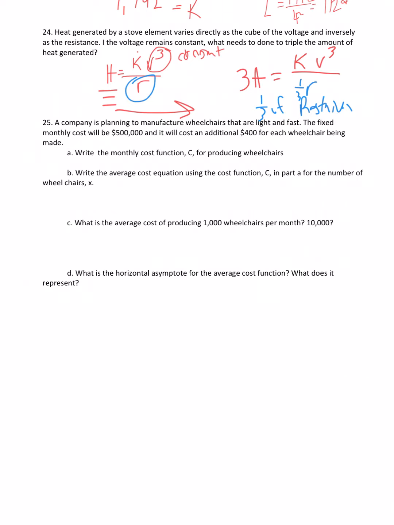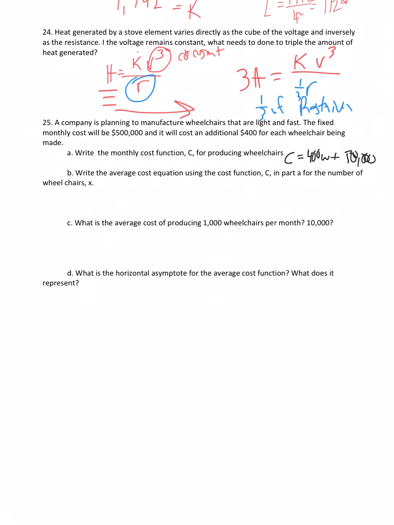And then finally, a company is planning to manufacture wheelchairs that are light and fast. The fixed monthly cost would be $500,000 and will be an extra $400 per wheelchair. So we know that the fixed cost is $500,000, but it's $400 for every wheelchair. So this is just a plain linear model. Now write the average cost equation for the number of wheelchairs.